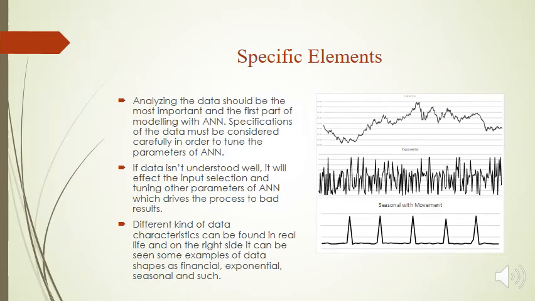Analyzing the data should be the most important and the first part of modeling with artificial neural networks. Specifications of the data must be considered carefully in order to tune the parameters of artificial neural networks. If data isn't understood well, it will affect the input selection and the tuning of other parameters of artificial neural networks, which drives the process to bad results. Different kinds of data characteristics can be found in real life, and on the right side can be seen some examples of data shapes such as financial, exponential, seasonal, and such.